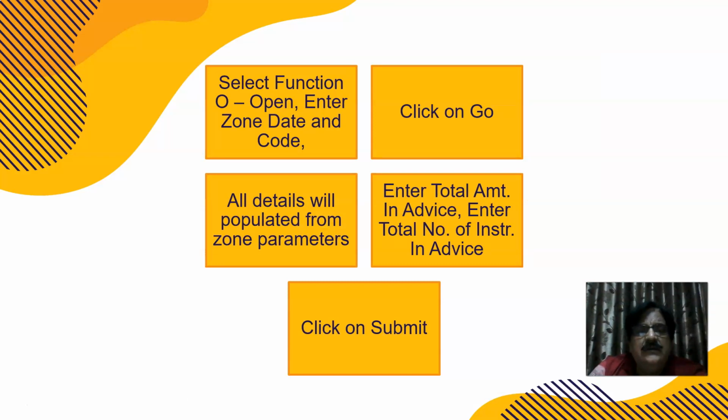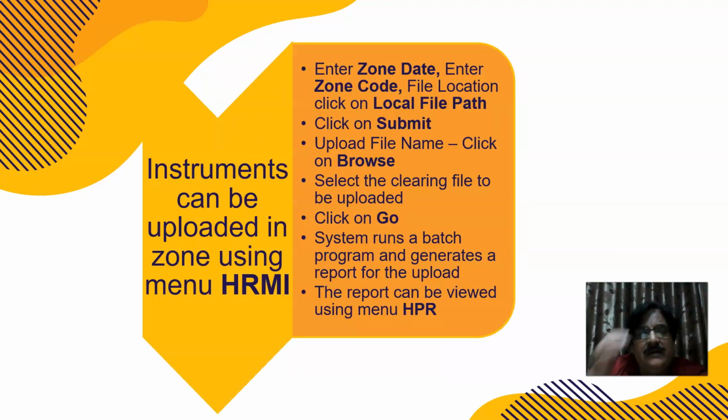To open the zone, click on go. All details will be populated from zone parameters. Total amount advice you have to enter, as I told you, number of instruments and grand total of the inward clearing instruments combined received from all the banks. Click on submit.